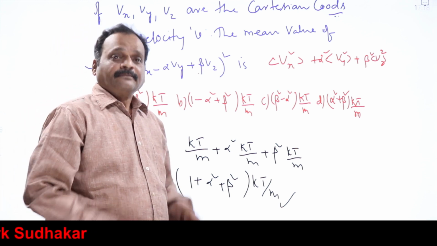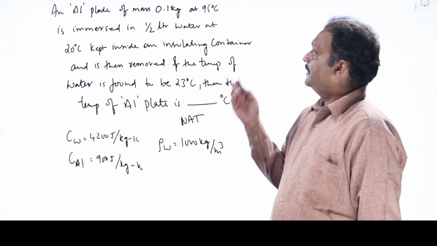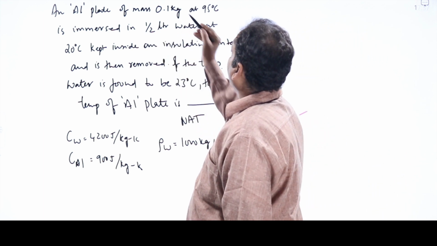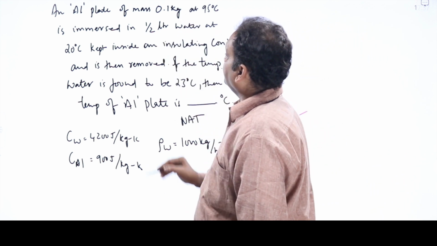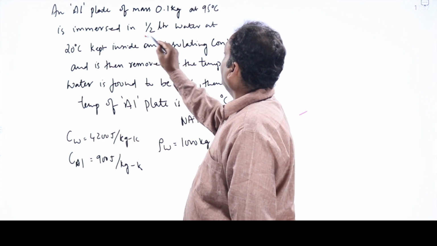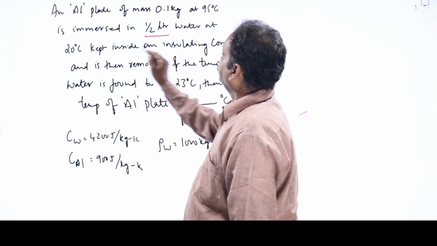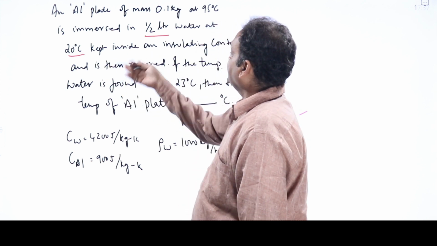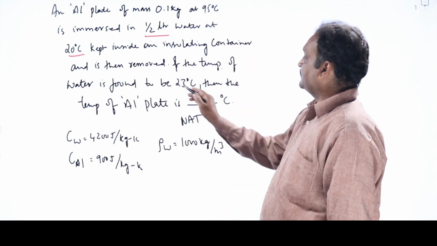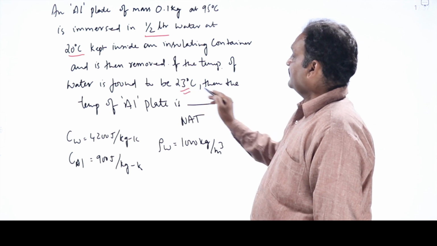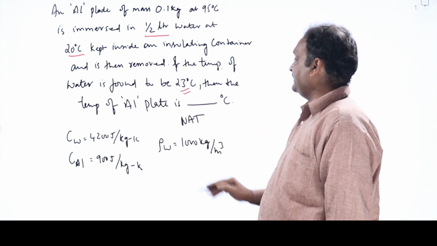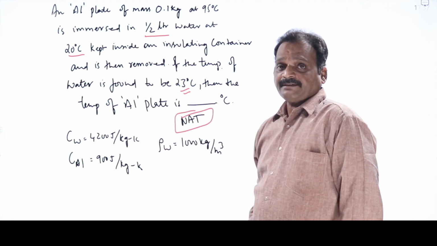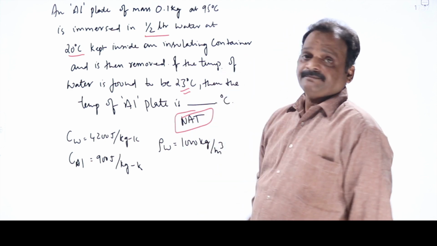Okay, now next we see one more problem. Another problem is: an aluminium plate of mass 0.1 kg at 95 degrees Celsius is immersed in half liter water at 20 degrees Celsius, kept inside an insulating container, and is then removed. If the temperature of water is found to be 23 degrees Celsius, then the temperature of the aluminium plate is dash degrees Celsius. This is a numerical answer type question. Means you have to find out the answer and put it there.